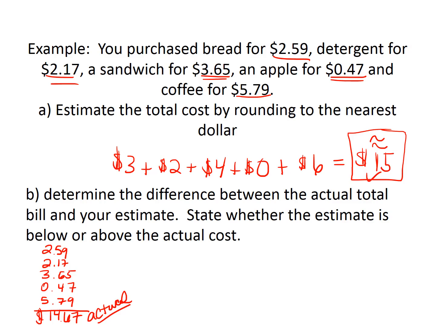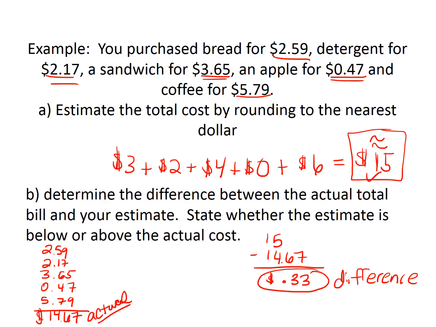Oh wait, determine the difference between the actual cost and our estimate. So we can probably do that without a calculator. Looks like that is going to be 33 cents is the difference. And state whether the estimate is below or above the actual cost. The estimate was 15, the actual was 14.67. So the estimate is above the actual cost, but pretty close.